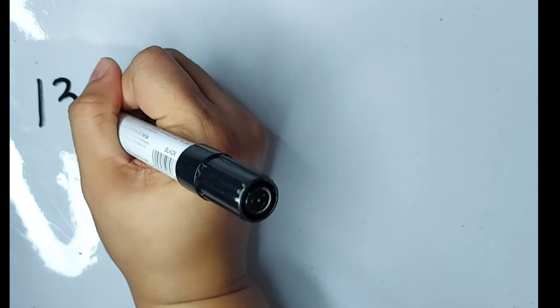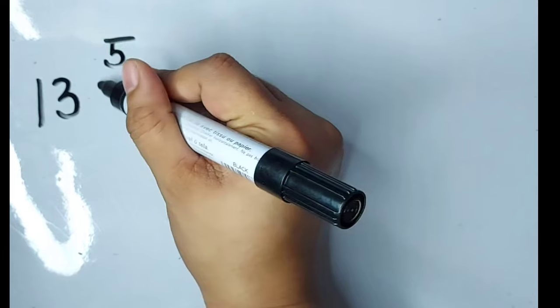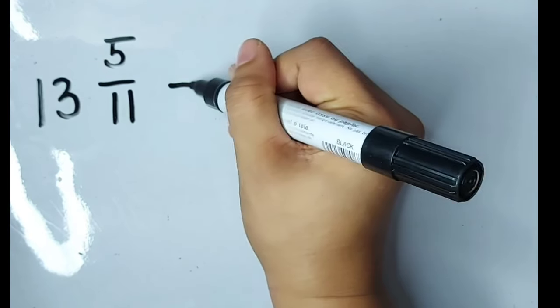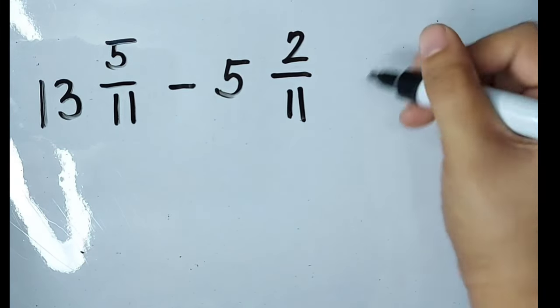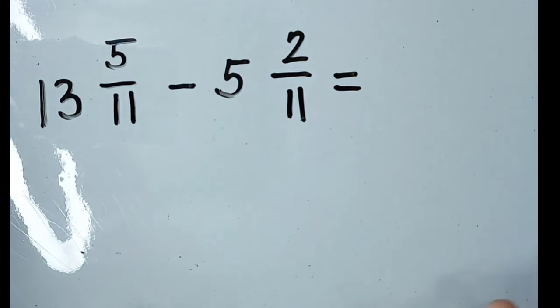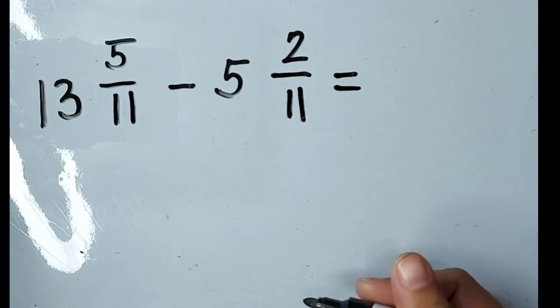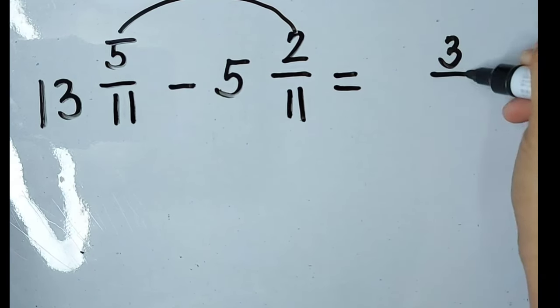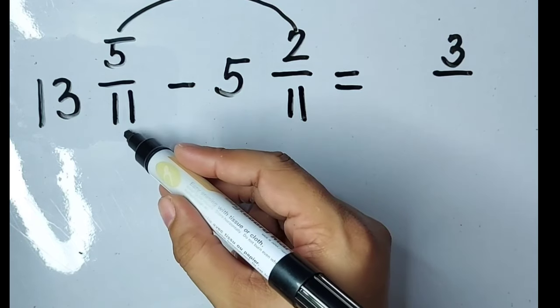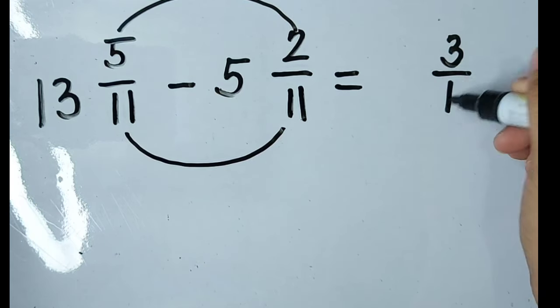Let's now have another example in subtracting mixed numbers. Our given is 13 and 5 over 11 minus 5 and 2 over 11. So we need to subtract the similar fractions first, then the whole numbers. 5 minus 2 is equal to 3. Since we have a common denominator of 11, we just copy 11.